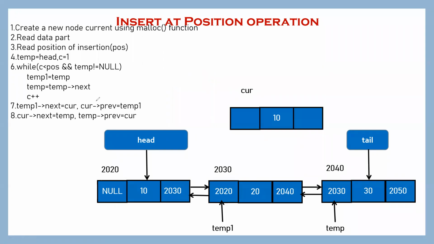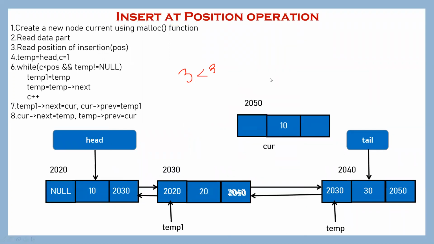Okay. Now again, what is the value of the counter? Now 3. Is 3 less than 3 condition true? No. Condition failed. So when the condition failed, what we need to do? We need to break the link between temp1 and temp2. Now in this position, we need to insert the current node whose data part is 10. This node is to be inserted between temp1 and temp2.